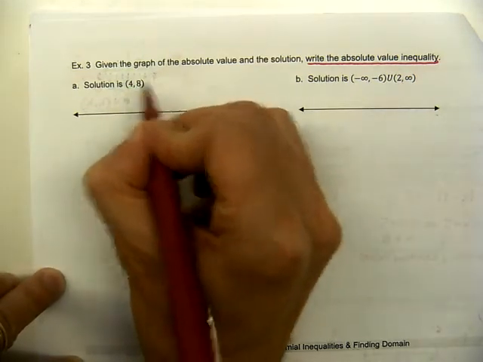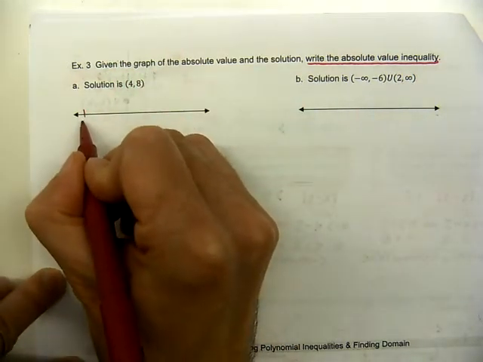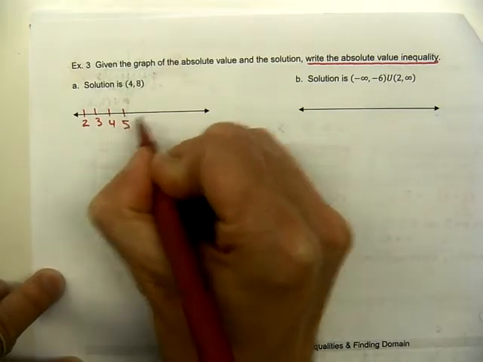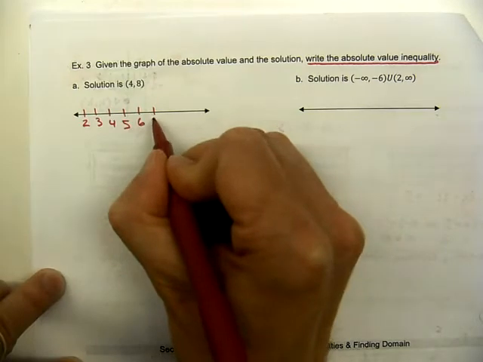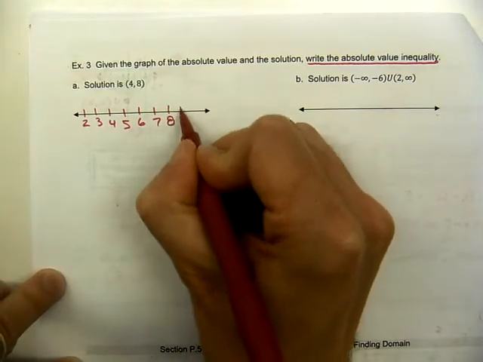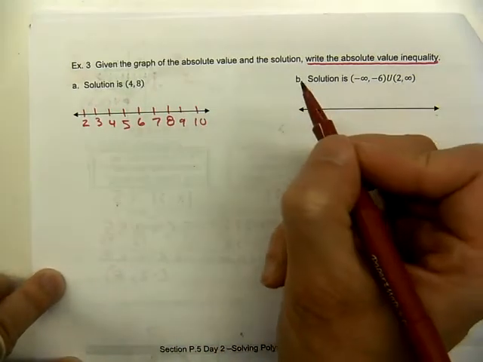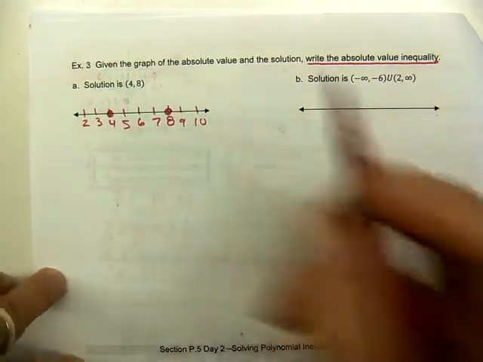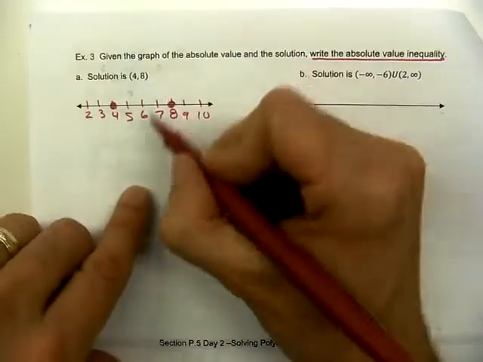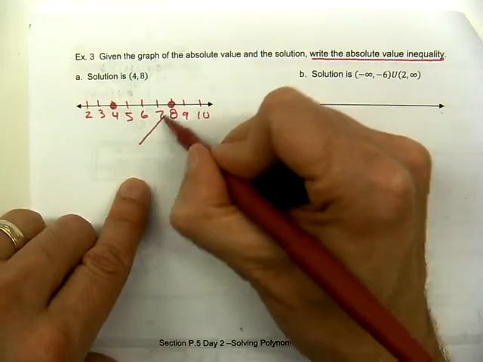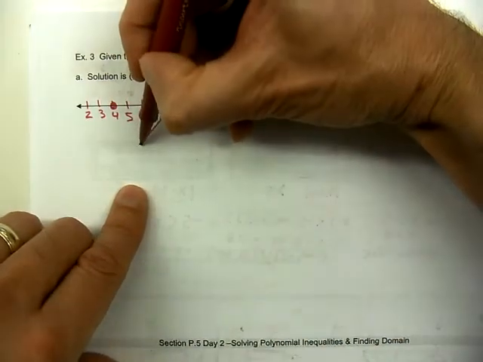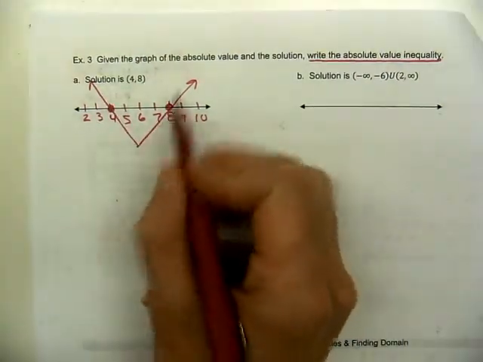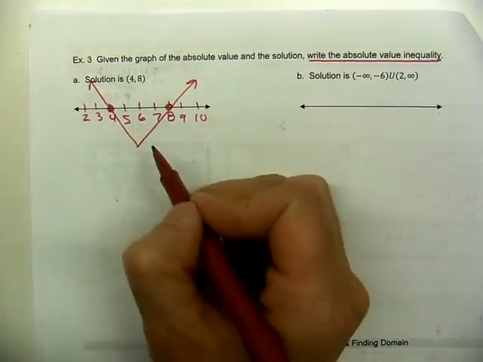So 4 and 8 are critical values. I'm going up by ones on my scale and putting a point at 4 and at 8. So those are the x-intercepts. So that tells me that my absolute value is going to go through those 2 points. I might have the vertex in the wrong spot, but I'll adjust that slightly. I'm just estimating that's what it should look like.